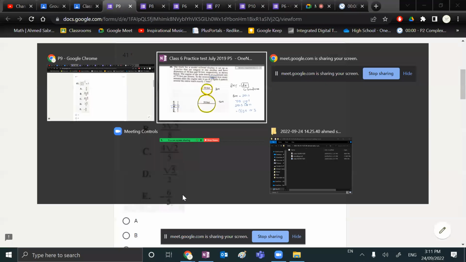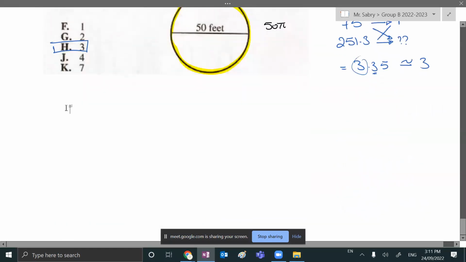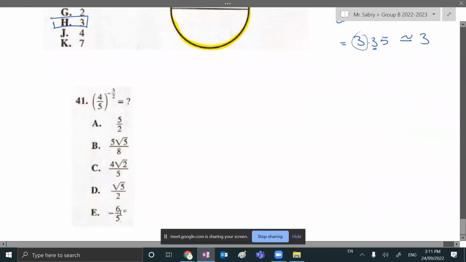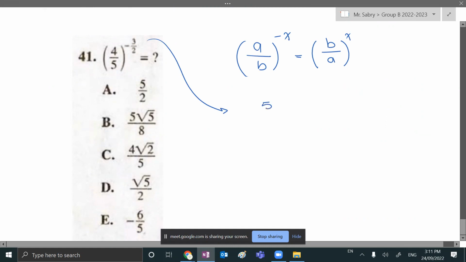Of course, the calculator can easily calculate those for you, but it's important to understand one thing about them. Whenever we have a negative power over a fraction, we can just flip the fraction. So if I have, let's say, a over b all to the power of negative x, and I want to change it to a positive x, I'll just flip the fraction: b over a to the power of positive x. So this, for example, is the same as 5 over 4 to the power of positive 3 over 2.